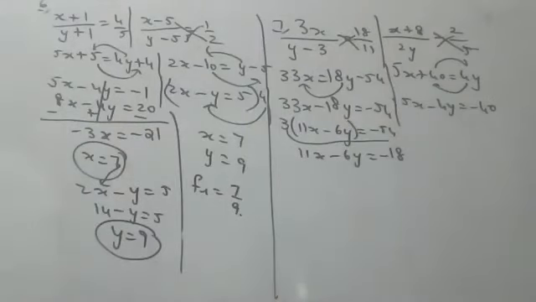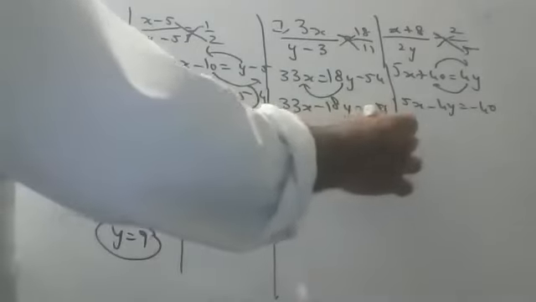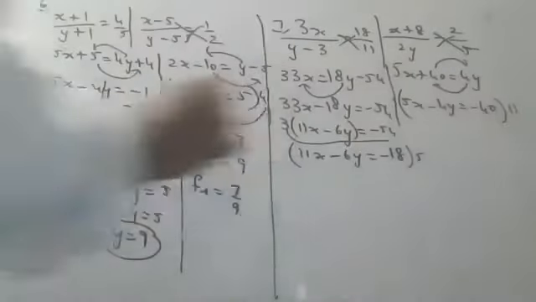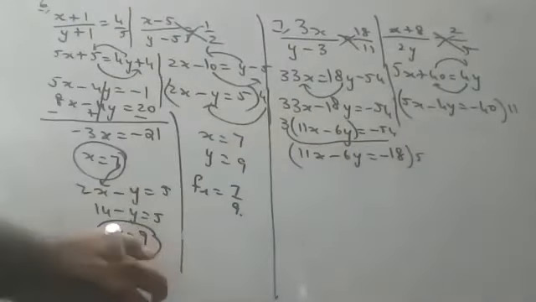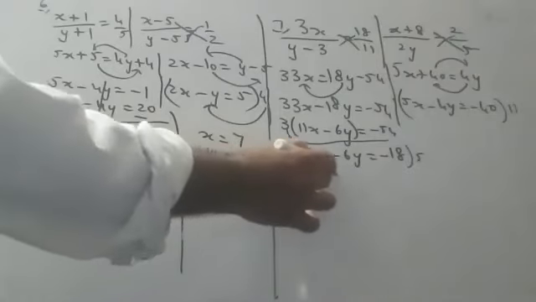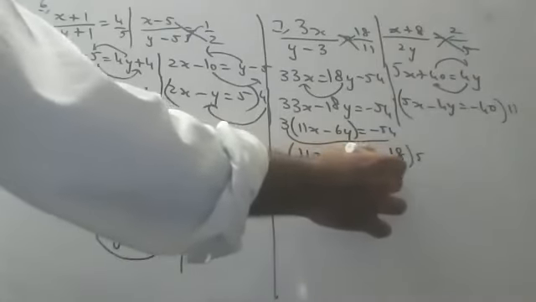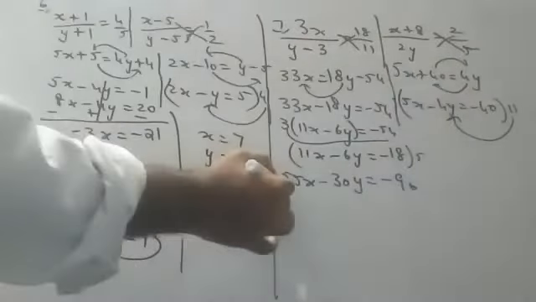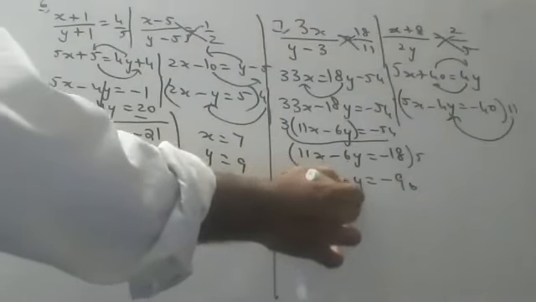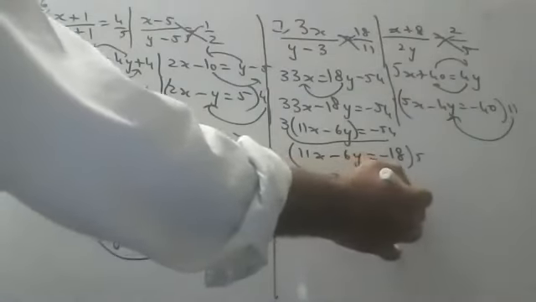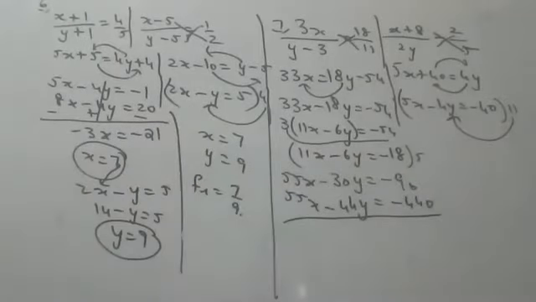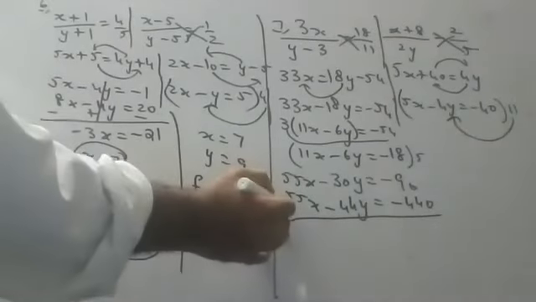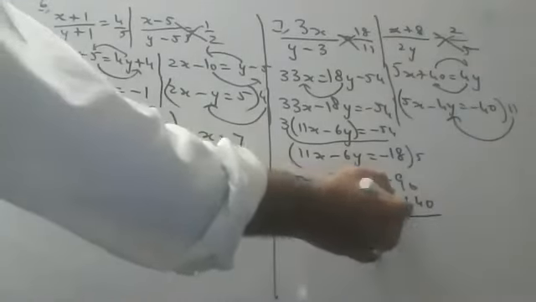Now tell me which one you want to cancel, x or y, your wish. Sir, x. X means you have to multiply this equation with 5 and this equation with 11. Now tell me the equation multiplied with 5. 55x minus 30y is equal to 90. Multiply this equation with 11 and tell me the answer. 55x minus 44y is equal to minus 440.